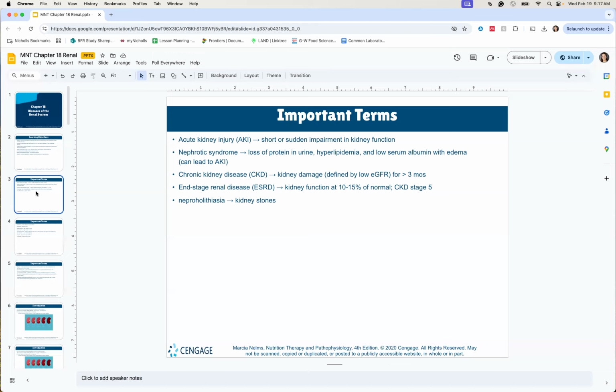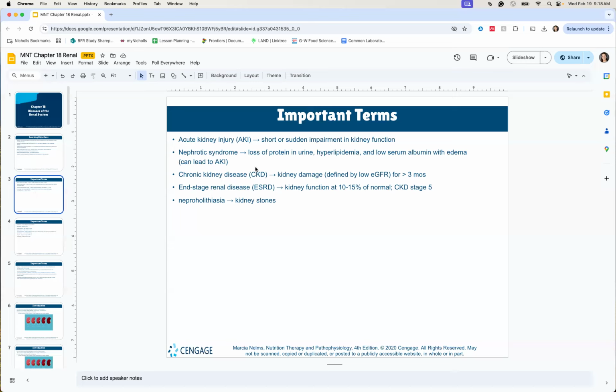Chronic kidney disease or CKD is the chronic kidney damage that is characterized by a low estimated glomerular filtration rate or eGFR for at least 3 months. End-stage renal disease is the progression of CKD. This is characterized as kidney function at 10 to 15% of normal. We also term this as CKD stage 5. We typically will be using a form of dialysis whenever we are in end-stage renal disease.